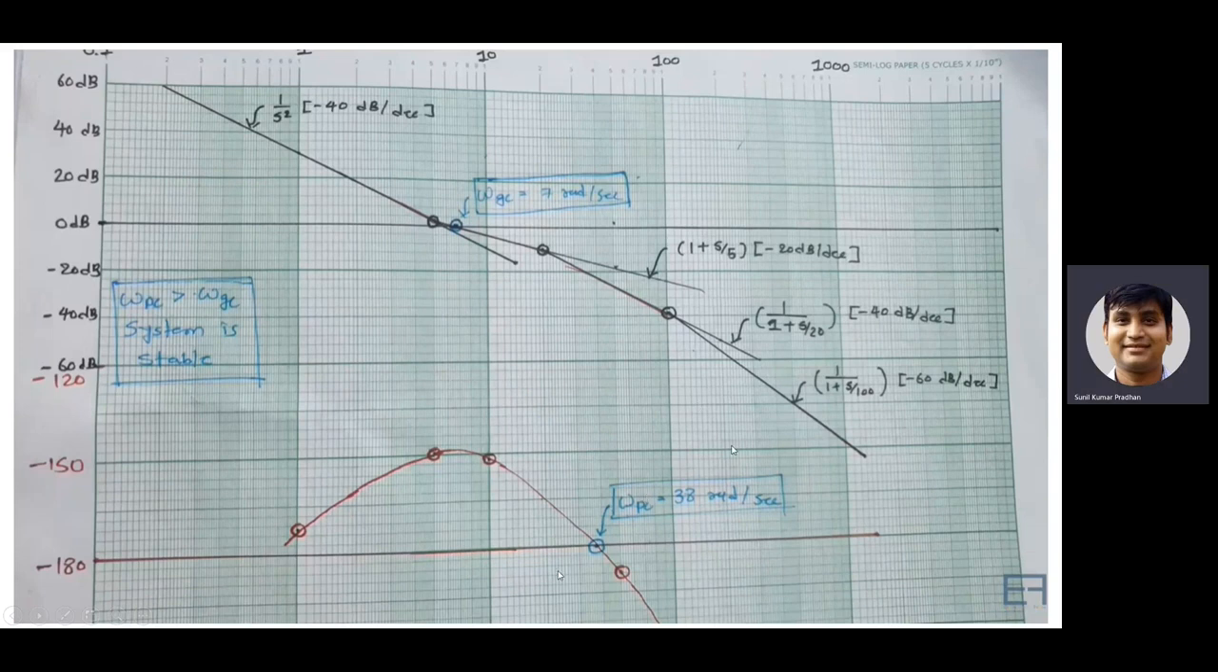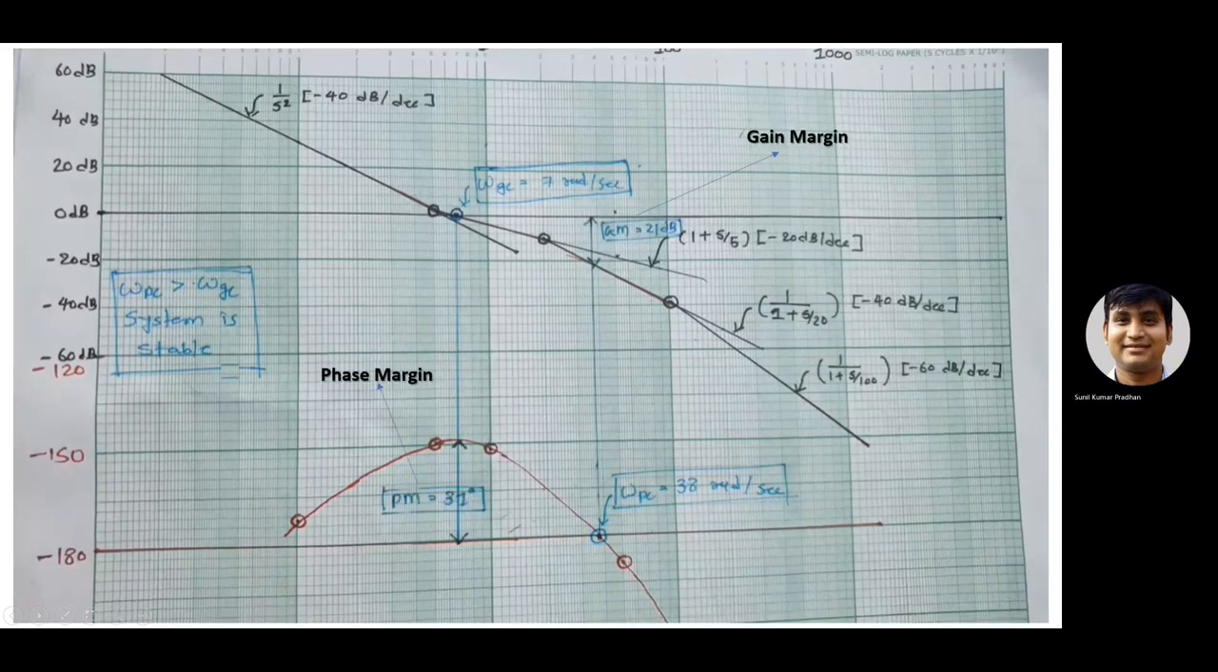So as I said, from phase crossover frequency and gain crossover frequency, we can determine the system stability. So if you can see here, your phase crossover frequency is greater than the gain crossover frequency. So in this case, our system is stable. Also, as I said, we can determine the gain margin and phase margin. So how can we do that?